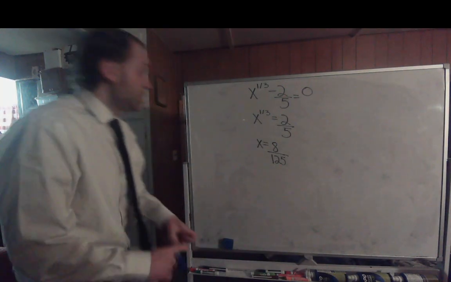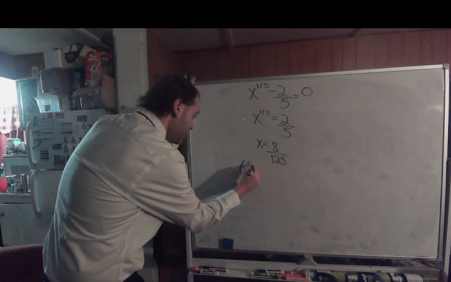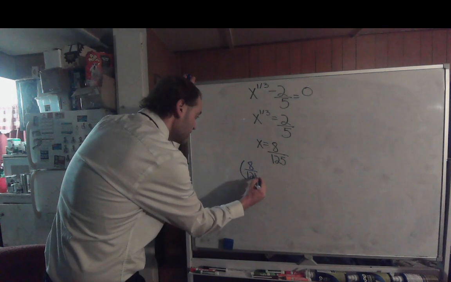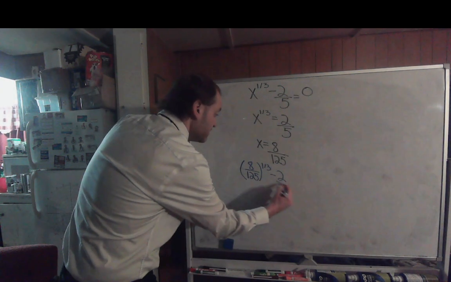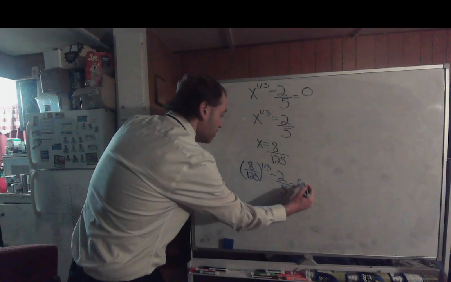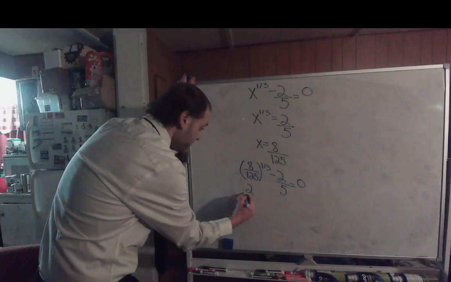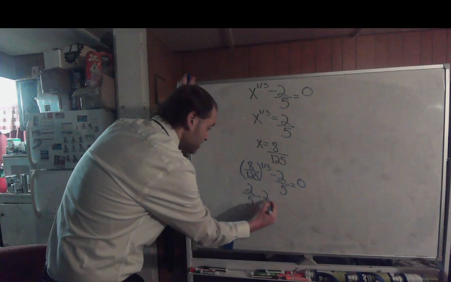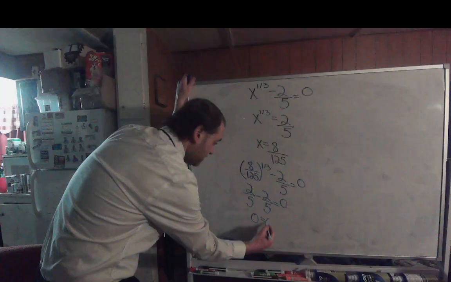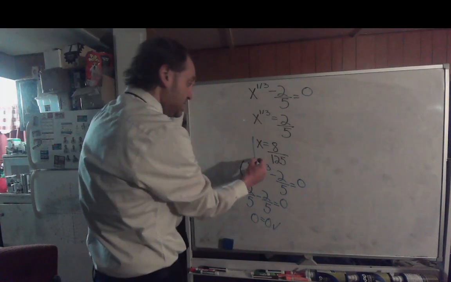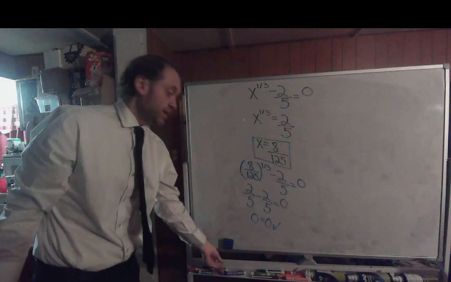So put in that x value into the original equation. So this would be 8/125, all that raised to the 1/3 power minus 2/5 set equal to 0. Well, 8/125 to the 1/3 is in fact 2/5, so you would get 2/5 minus 2/5 equal to 0, which would then give you that 0 equals 0. So yes, this checks out. The solution would then be that x equals 8/125 in the end.